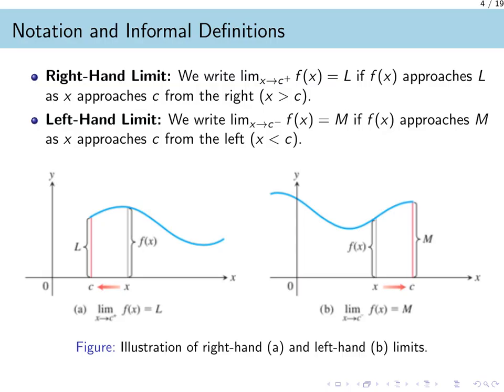For example, for a function that is 1 for all positive x and -1 for all negative x, the limit as x approaches 0 from the right is 1, while the limit from the left is -1. One-sided limits give us a precise tool to describe a function's behavior on each side of a point independently.